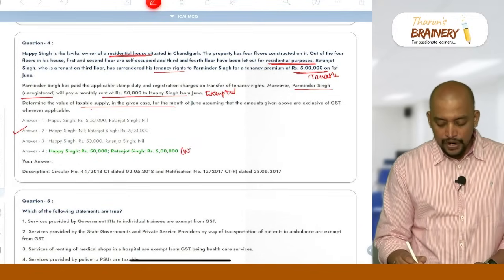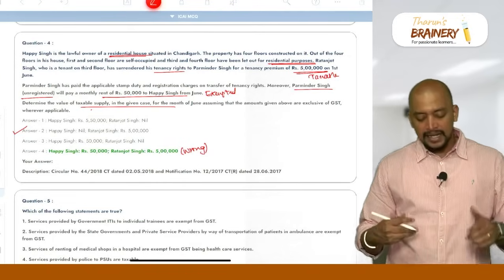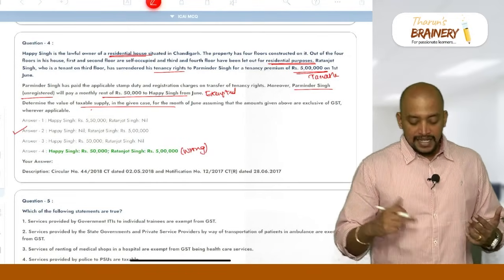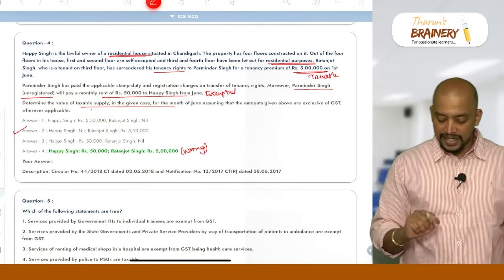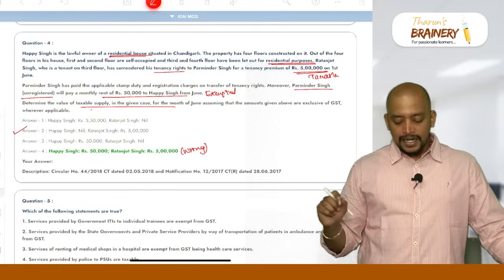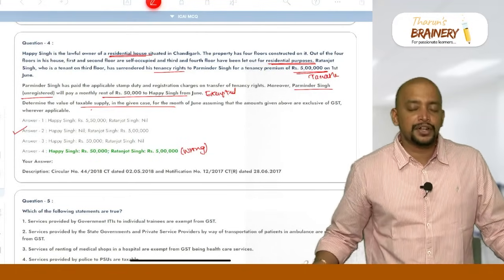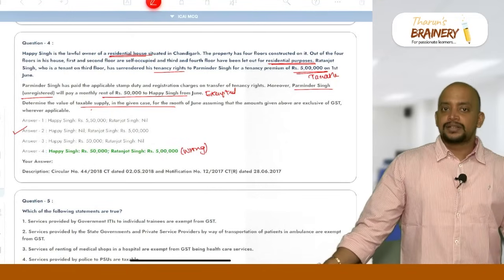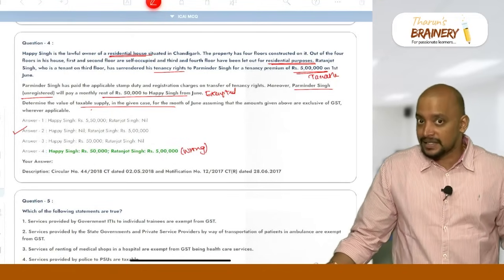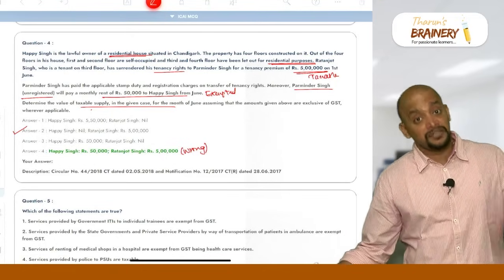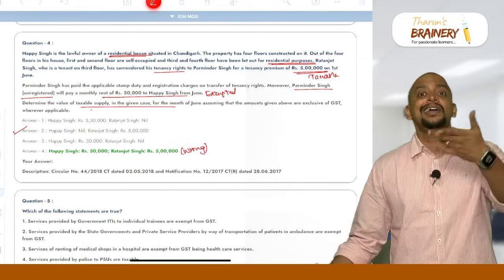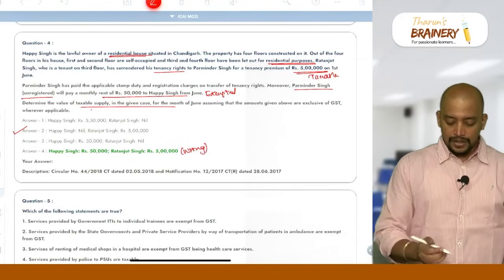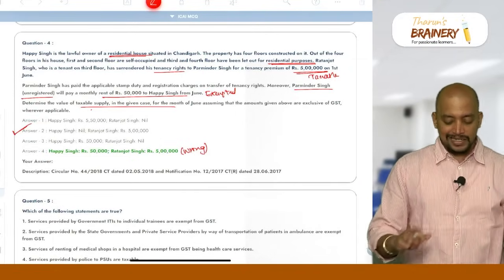So, this is a wrong answer, but ICAI maybe some mistake could be there. They have selected this as the answer. Actually, it is a wrong answer. Renting of a residential property given on rent for residential purpose to an unregistered person is exempted. Even a registered individual for his family stay is exempted. So, therefore, option B is the correct answer in this case.